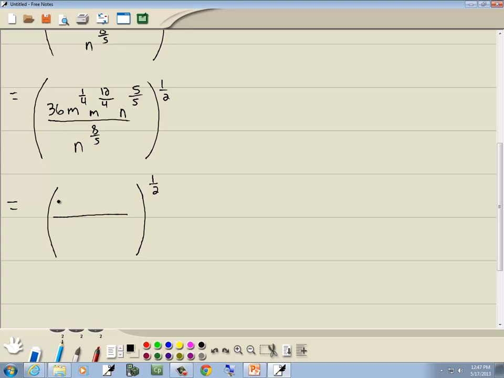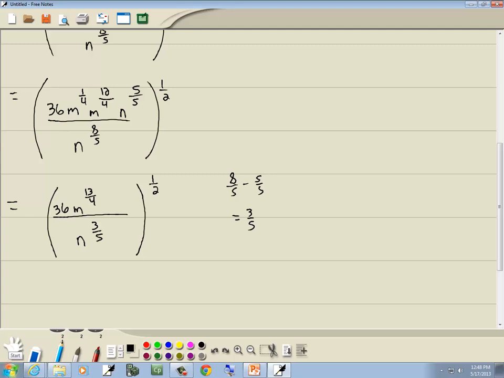Look at the m's first. We got m to a power times m to a power. You're going to add the exponents. So 1/4 plus 12/4 gives us 13/4. And the n's. We got n to a power over n to a power. We subtract the smaller exponent from the larger one. So we got 8/5 minus 5/5, which gives us 3/5. And we have n to the 3/5 where the larger exponent was, which was down in the denominator.